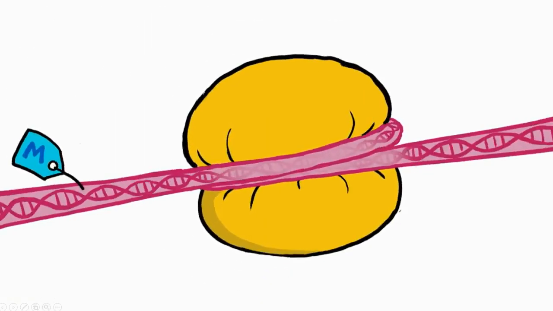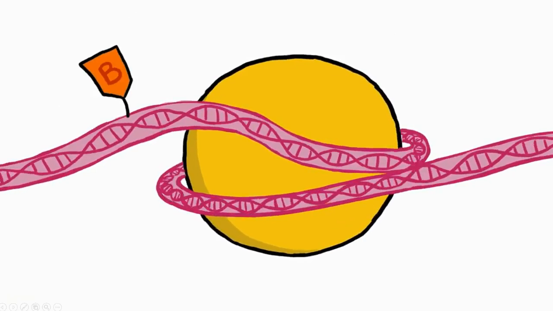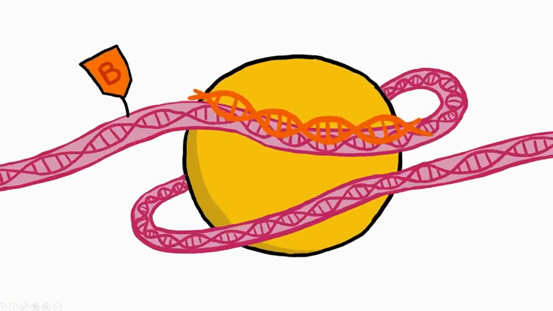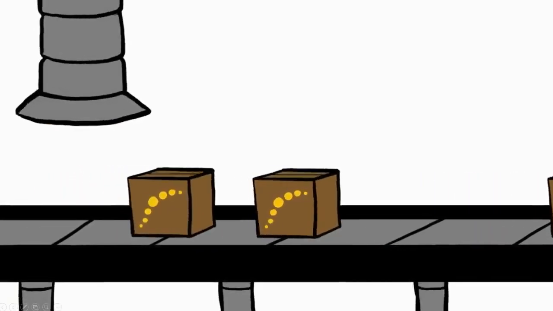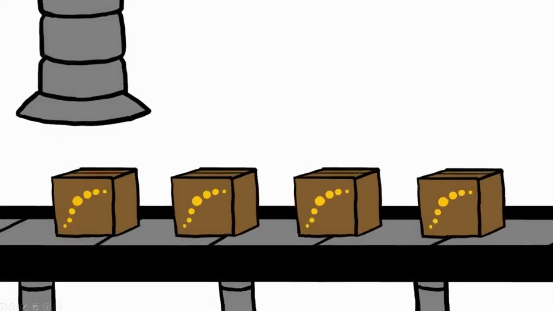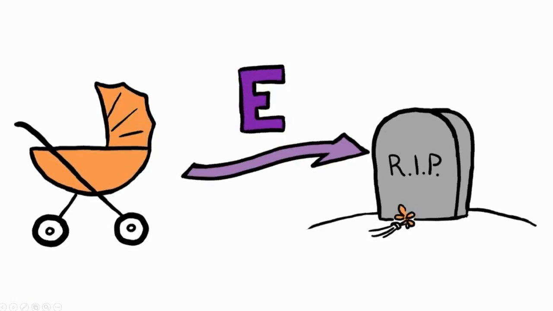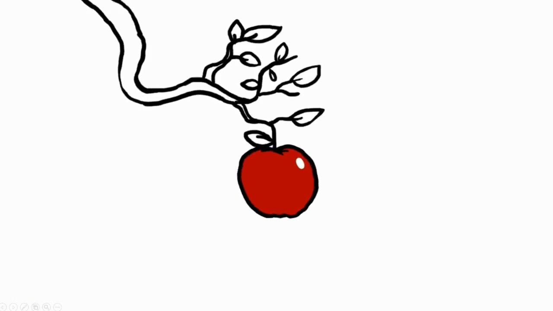Boosting transcription is essentially the opposite. Some chemical tags will unwind the DNA, making it easier to transcribe, which ramps up production of the associated protein. Epigenetic changes can survive cell division, which means that they could affect an organism for its entire life. Sometimes that's a good thing. Epigenetic changes are part of normal development.